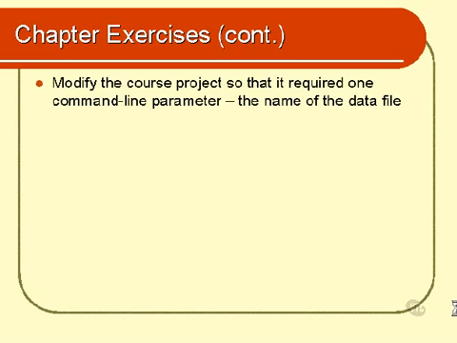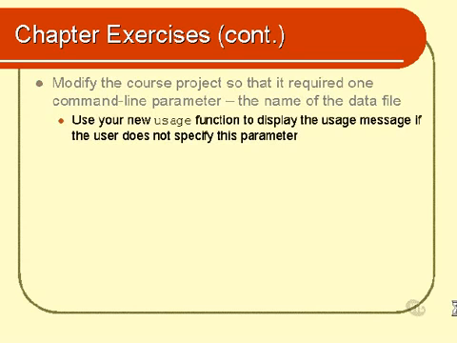Modify it so that it actually requires one command line parameter, which will be the name of the data file. Now this command line parameter will be not optional. They have to specify it on the command line of our script. Now obviously we need to modify the script in a few ways. I'd like you to use this new usage function that you just wrote in the last exercise to display the usage message if the user does not specify the file name parameter. And I don't mind whether you copy and paste the code from the usage function into your course project, or whether you use the dot operator to include your function library that contains the usage function.